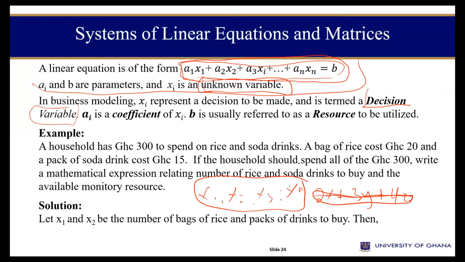Therefore, those X1, X2, X3 to X something, we call them what? Decision variables. That said, we also have B. B in this equation will therefore be referred to as what? The resource. As I said, business, they are confronted with what? Allocation of resources. There is scarcity of resources. How do they utilize these resources to make an appropriate what?